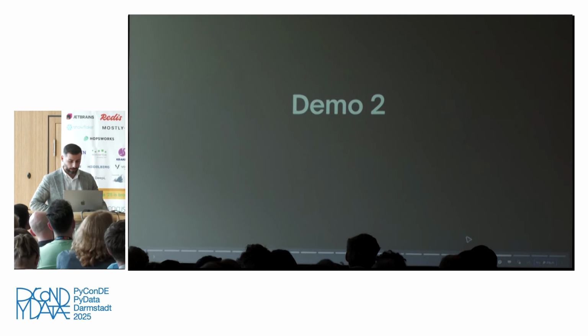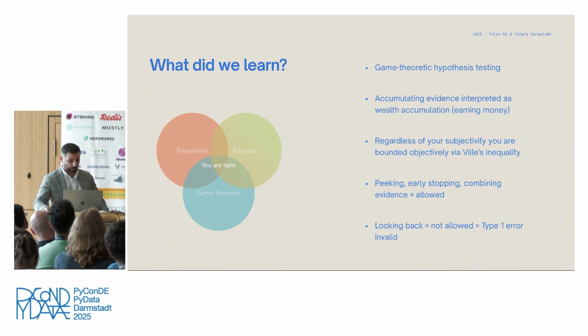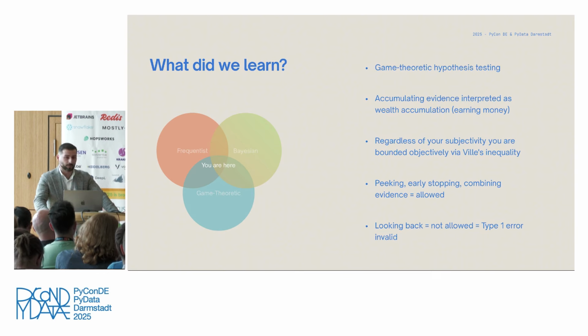We finish off with the last slides. What did we learn? Game-theoretic hypothesis testing. We're accumulating evidence interpreted as wealth accumulation. We're earning money. So regardless of your subjectivity, as I mentioned, you're still bound by objective guarantees. You can peek, you can stop early, you can combine evidence, but you cannot look back. Because if you're betting money against somebody, you cannot go to a past point and say, I want the point where I earned money. Not allowed.